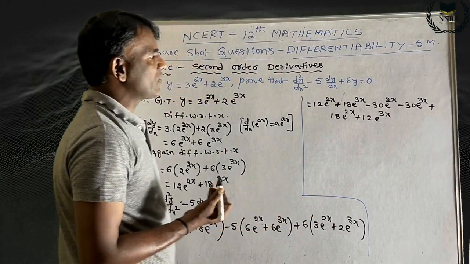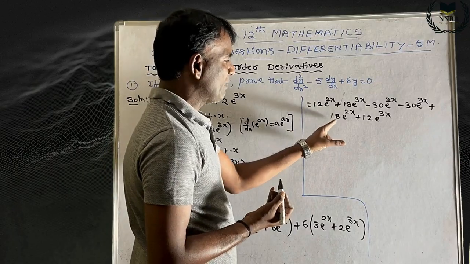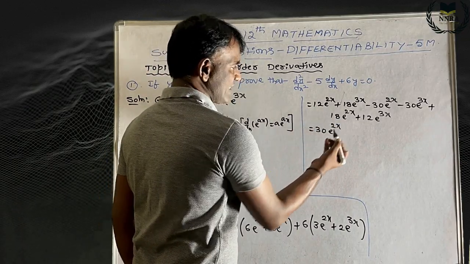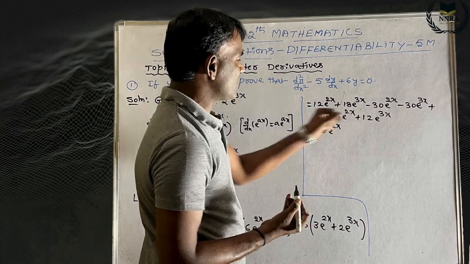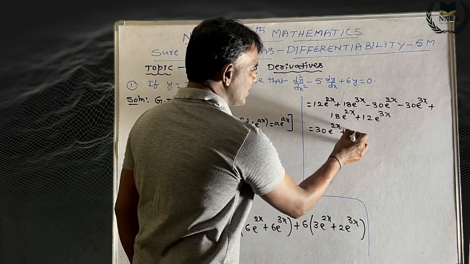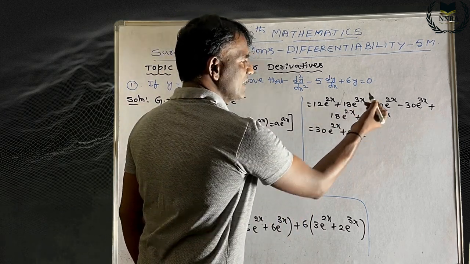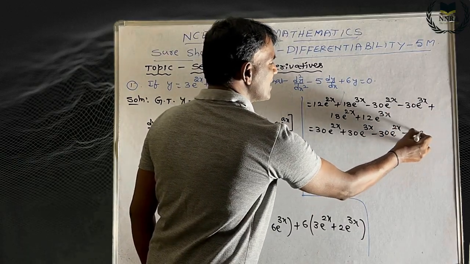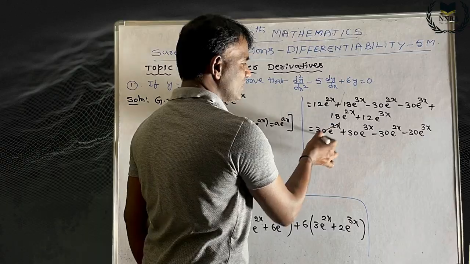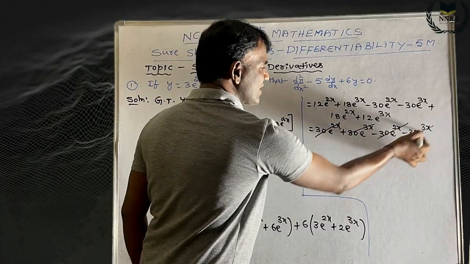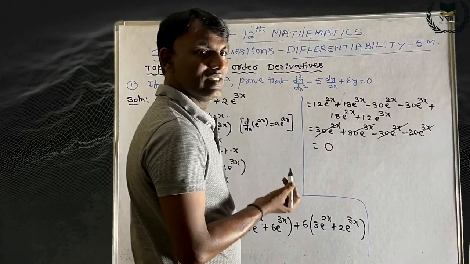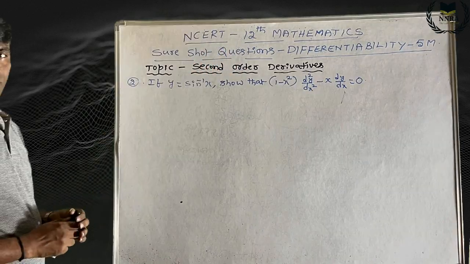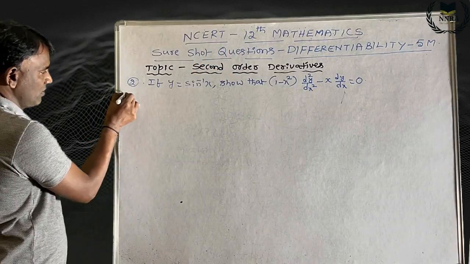Now see that e power 2x term. So 12 plus 18, that is 30. 30 into e power 2x. And 18 plus 12, again 30. So 30 into e power 3x, right? So these two terms, minus 30 e power 2x, minus 30 e power 3x. Now this one, and this one gets cancelled, then answer is 0. So that is equal to, what is that? RHS.